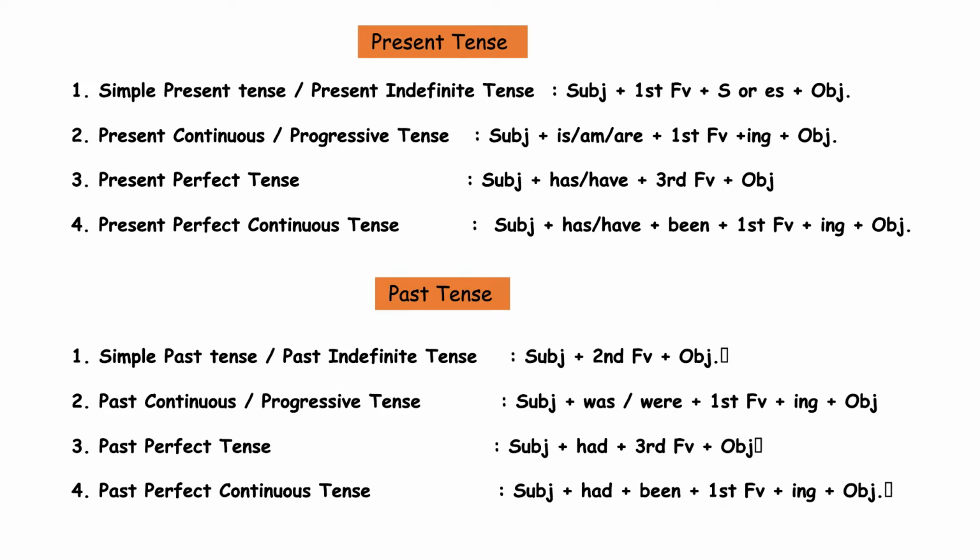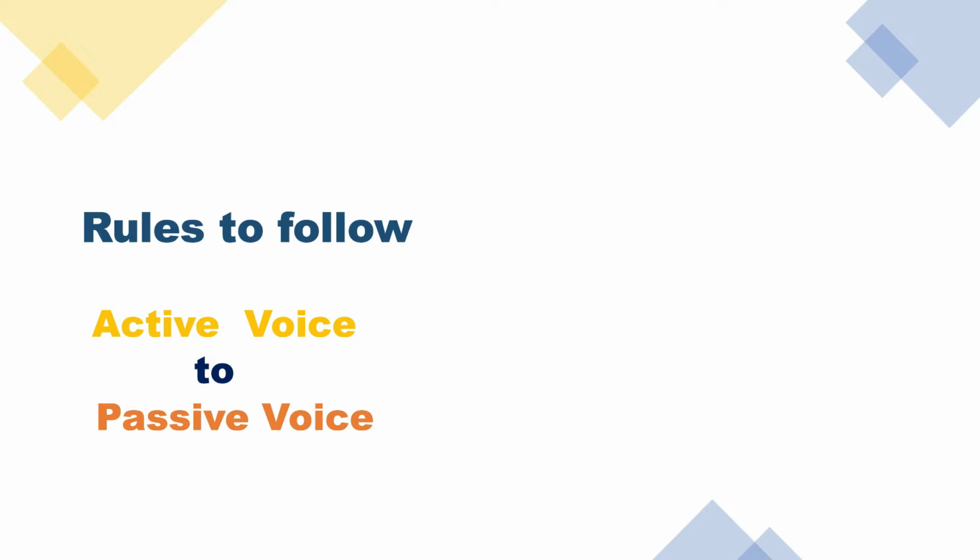Now, most of you have the tendency to get confused when this is mentioned. Present indefinite tense is just the same as the simple present tense. Just like that, present continuous and present progressive are the same. The formulas, like I said, you'll have to memorize them by heart. Now let's go on to the lesson.